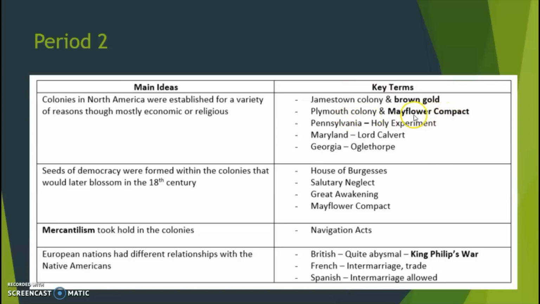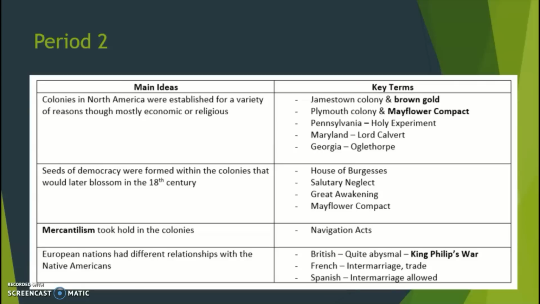And one of the things that we're going to see is the Mayflower Compact. Some actually refer to this as the first U.S. Constitution. I think that goes a little too far, but it is sort of a seed of democracy that you want to certainly keep in mind. In Pennsylvania, of course, we have William Penn with his Holy Experiment. And then in Maryland, for religious reasons, Lord Calvert. It will be a safe haven in particular for Catholics.